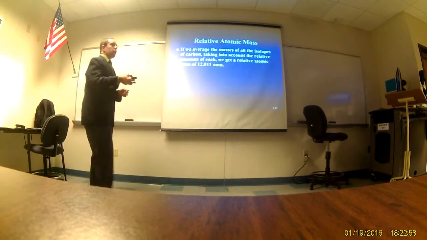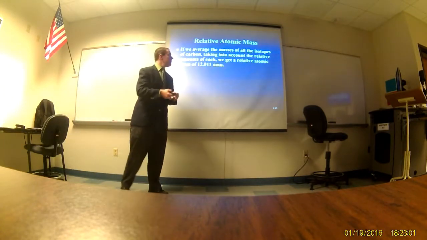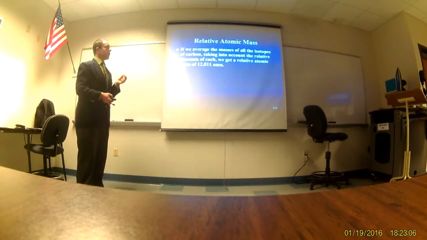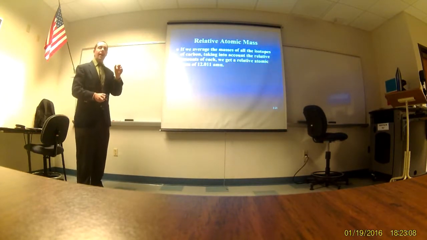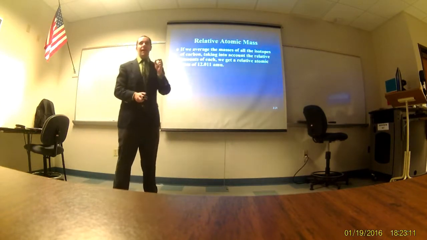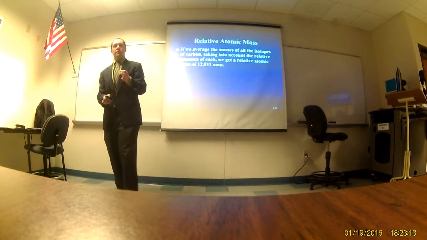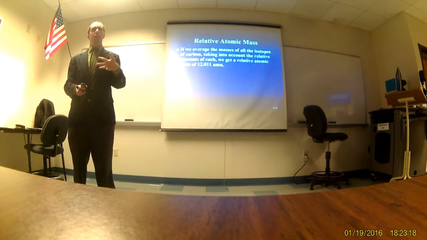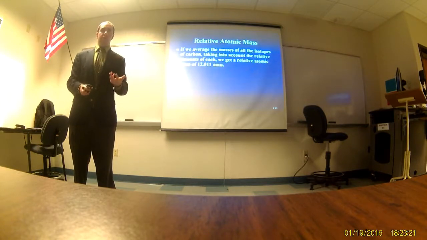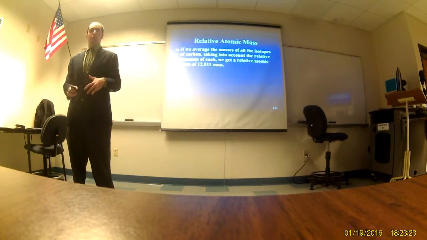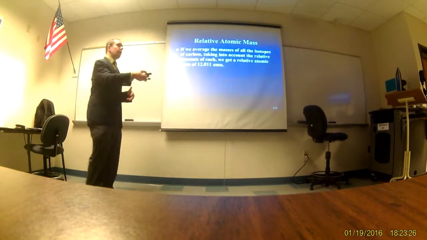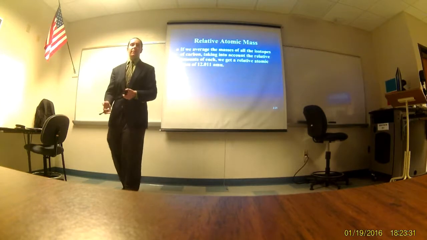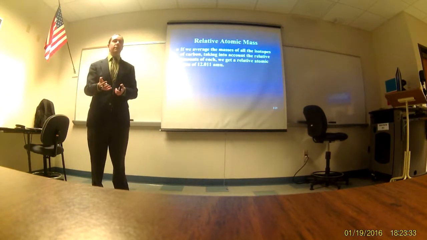Okay. So the number down here is the relative atomic mass, or average atomic mass. I said most carbon atoms have 6 neutrons: 6 protons plus 6 neutrons equals 12. But some of them have 7 neutrons, and some of them have 8 neutrons. And so what's up here on the periodic table is the average mass of all of the carbon atoms in the universe.